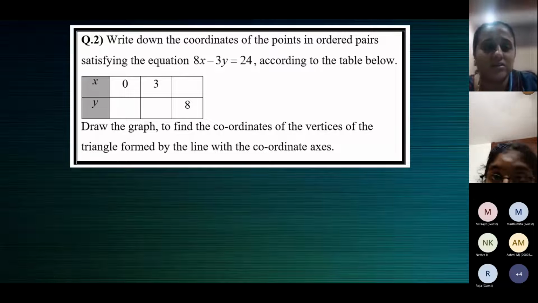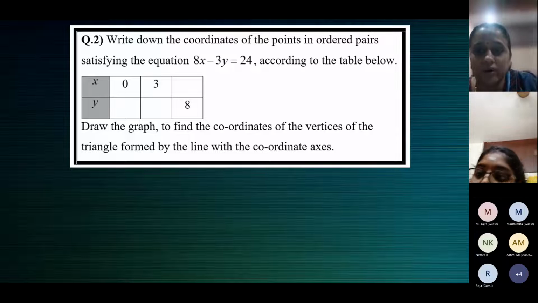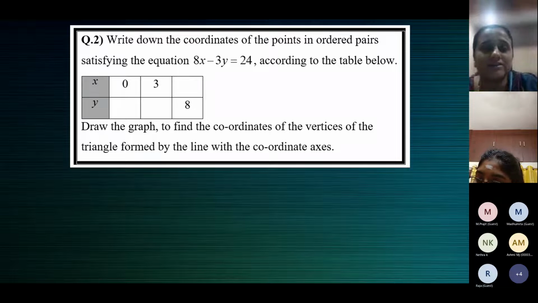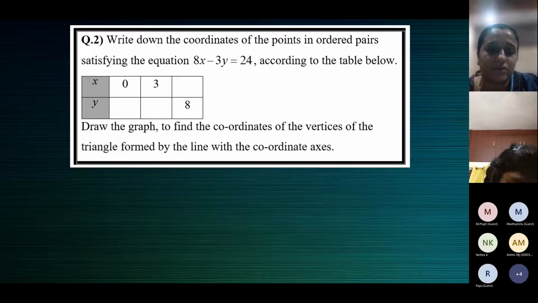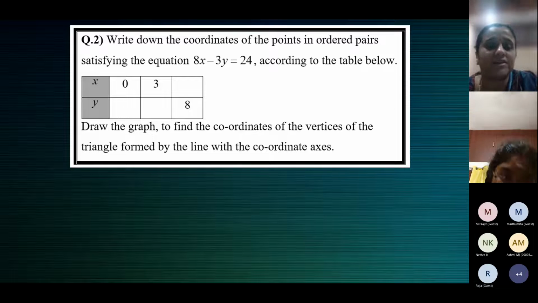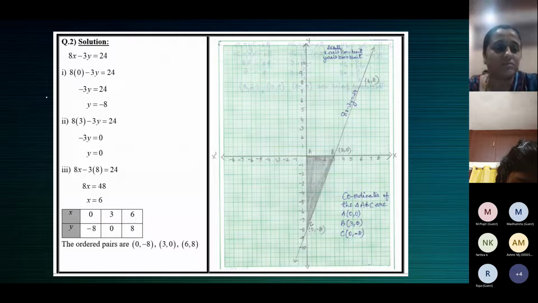All right, so in this question, write down the coordinates of the points in ordered pairs, satisfying the equation 8x minus 3y is equal to 24 according to the table below. So you can see the xy table, and there you're given two values for x, 0 and 3, and you have to find the corresponding values of y. And you're also given one value for y, which is 8, and you will have to find the corresponding value of x. So we'll do that first.